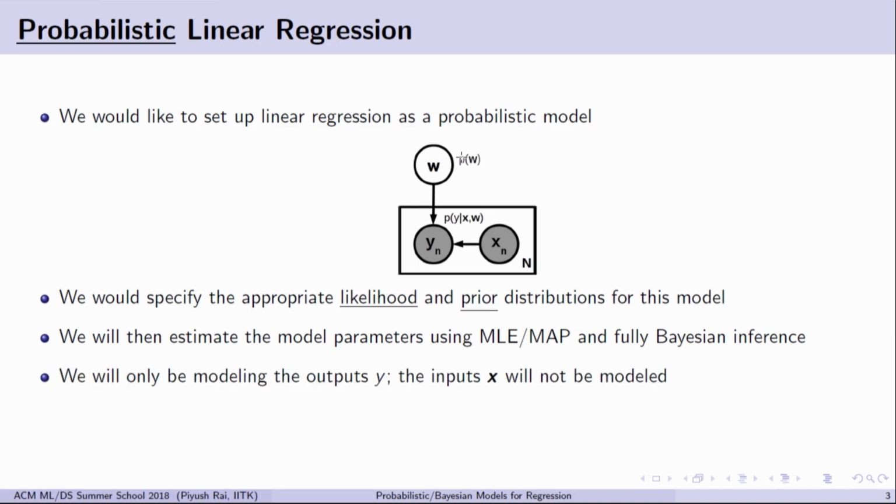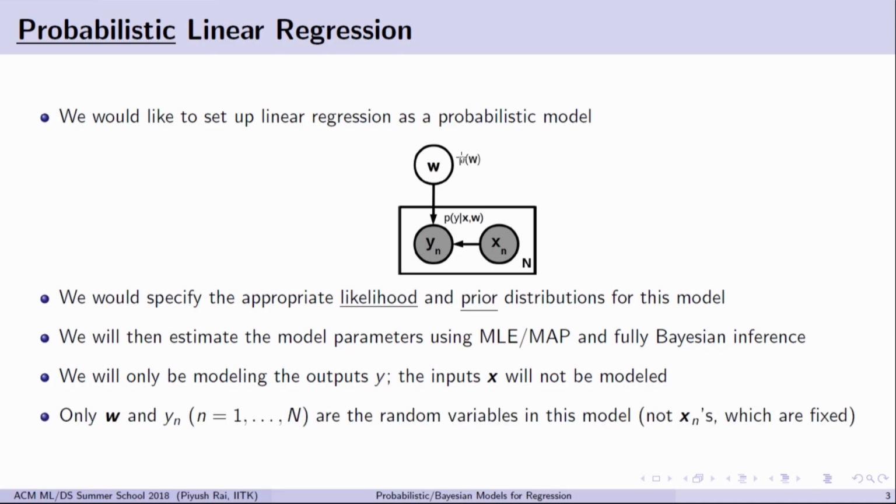And as I was mentioning, in this problem, we will only be modeling the outputs. We will simply treat the inputs as something given to us. So we are not modeling the x's, we are only modeling the y's. So in this model, if you think of this as a probabilistic model, only w, the parameter, and the y are random variables. Everything else is fixed.